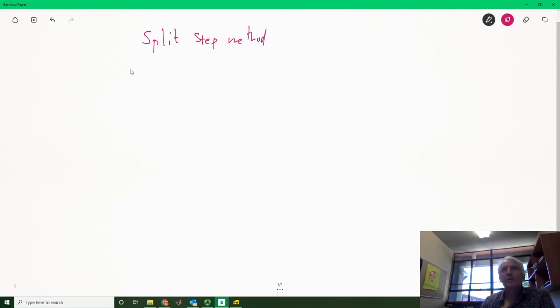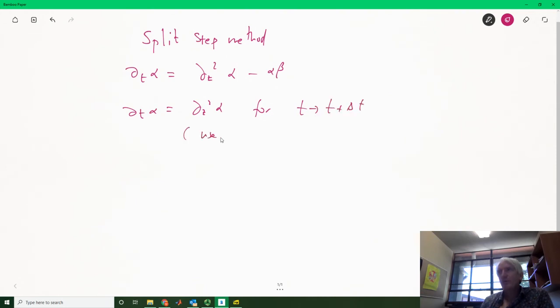So basically we've got this system of equations here, and these equations are on the website here. dz squared. So z is a proxy for x, remember. So first of all we solve dt alpha equals d²/dz² alpha for t goes to t plus delta t. Okay, and we use a spectral method. We can do that exactly. Okay, the fast Fourier transform, just like I explained before.